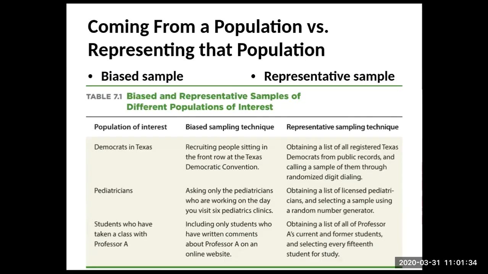This way, everybody in that list has an equal chance of being picked. Whereas in the front row, it's just the people that are sitting in the front row, and they may be inherently different than just a random person from a list.